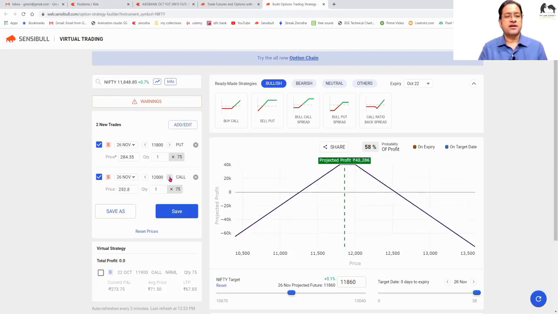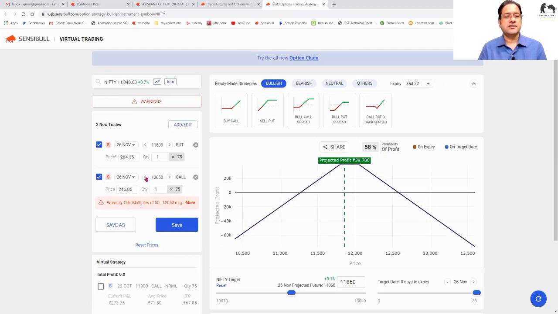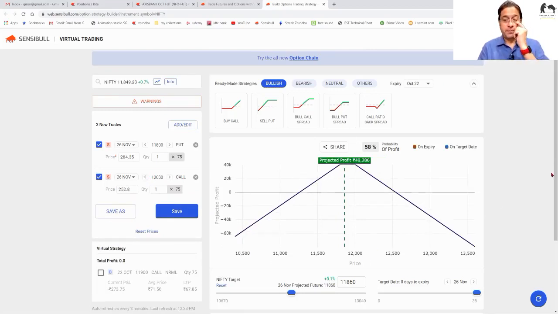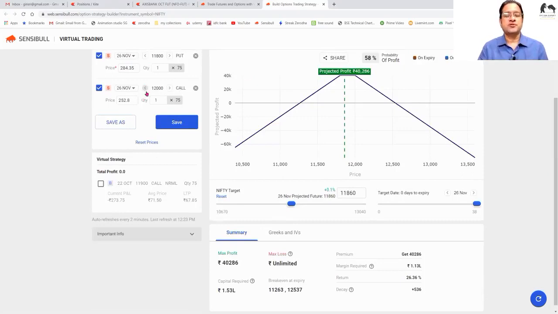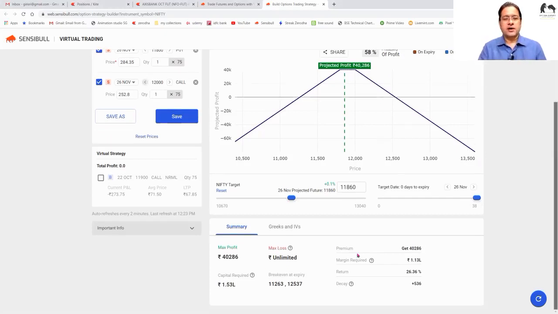Now at 12,000, this I would like to do at 12,000. This is exactly a short strangle. As you can see here, I have chosen 26 November. Now loss is unlimited. My maximum profit is capped at 40,000. My capital requirement is about 1.5 lakhs, and I've received a premium of about 40,000 rupees.